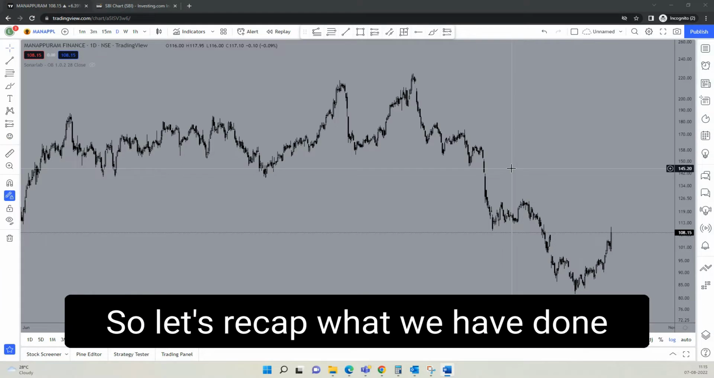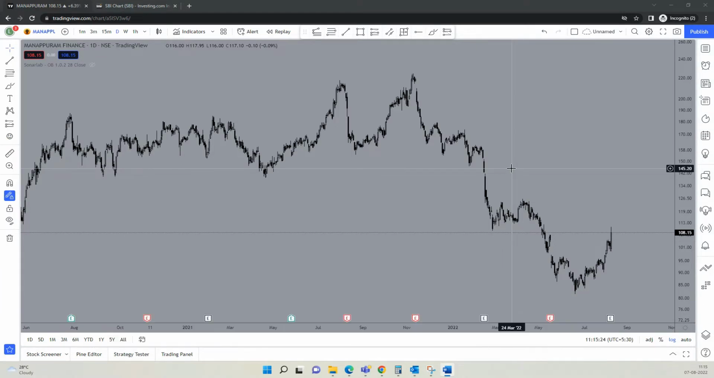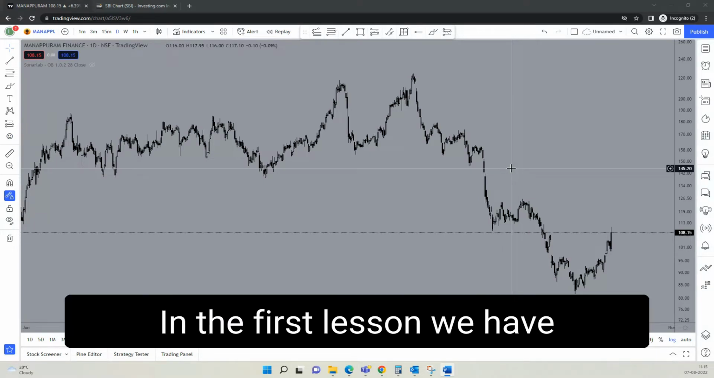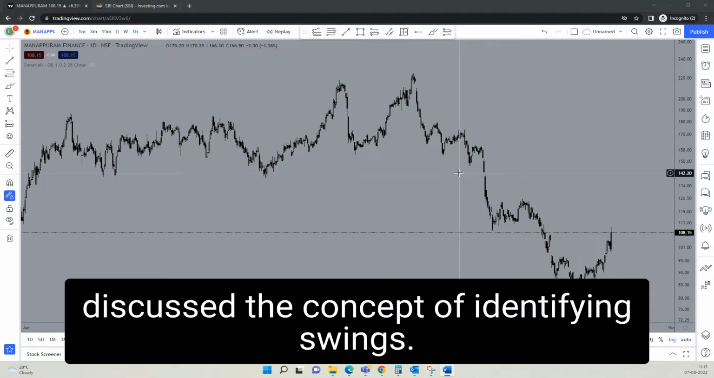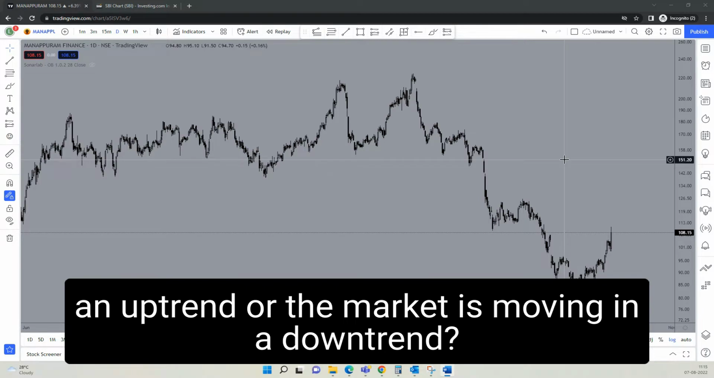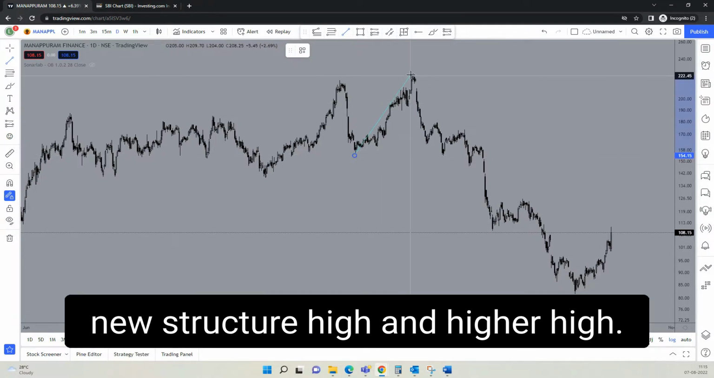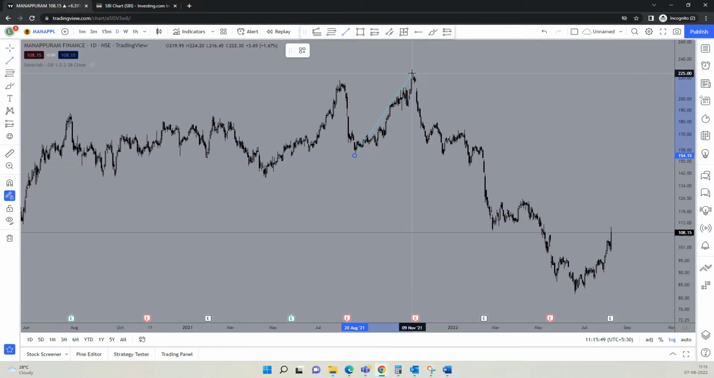So let's recap what we have done till now in the previous two lessons. In the first lesson, we discussed the concept of identifying swings, that is, how do we identify if the market is moving in an uptrend or a downtrend. For that we employed the concept of new structure high, higher low, and lower high.